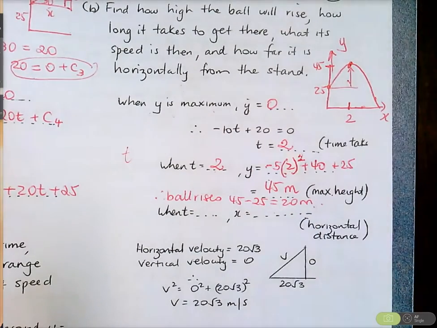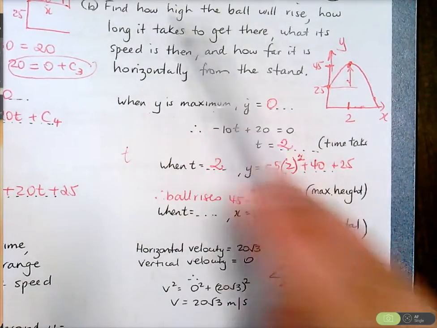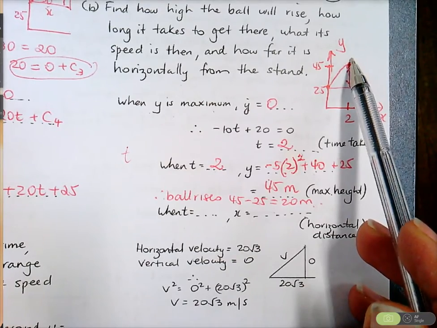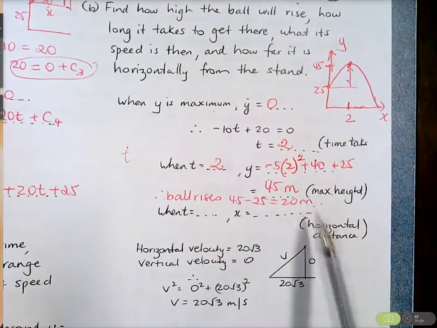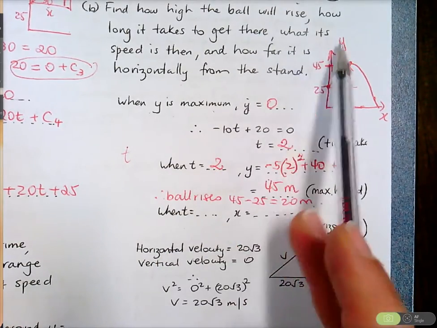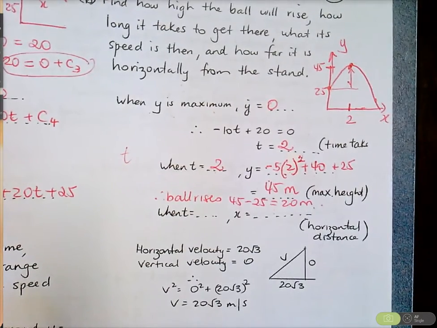The reason they took the ground where it takes off as 0, but I didn't put where it takes off as the origin. I've put where it takes off as where it takes off. So the ball rises 20 metres to 45 metres. Does that make sense? How long does it take to get there? 2 seconds. And what its speed is then, and how far it is horizontally from the stand.